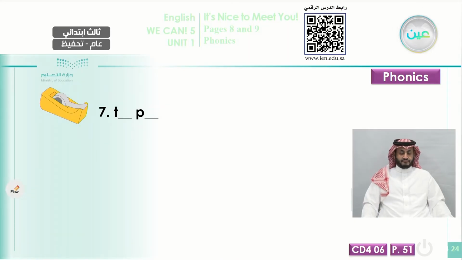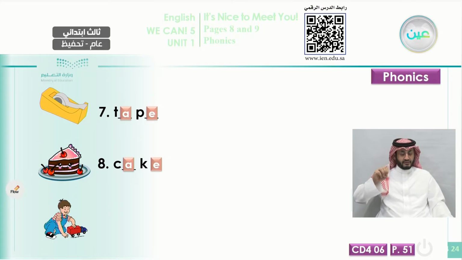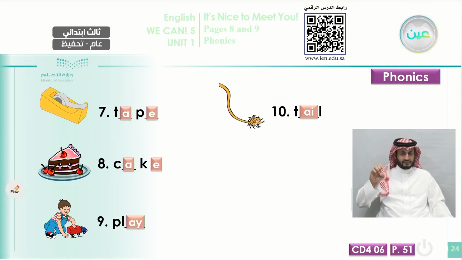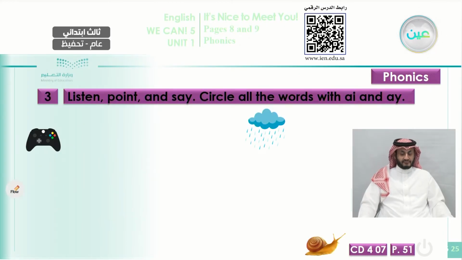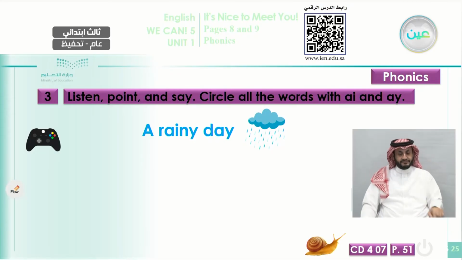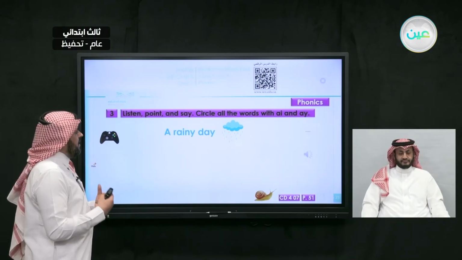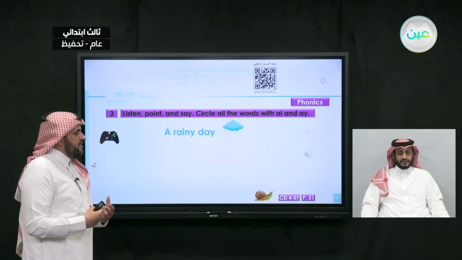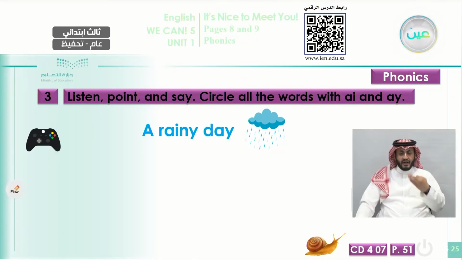Okay, we move to the next one here. We can say tape, cake, as you can see here. Okay, play, and this is a tail, as you can see here. Okay, now we move to exercise number 3. Listen, point, and say, circle all the words with AI or AY. Rainy day. You are going to listen to your colleague chanting a chant. The title of this chant is A Rainy Day. Let's listen and you will find the words.